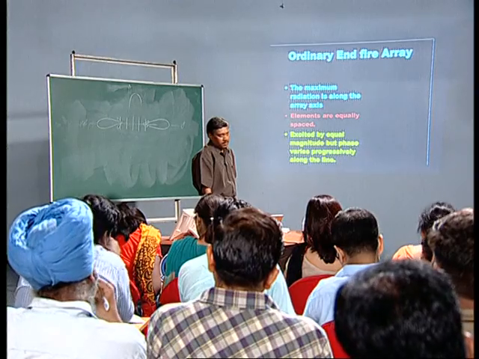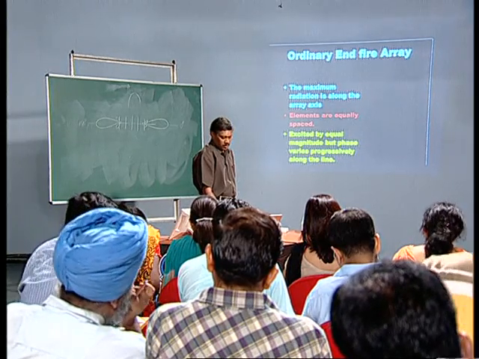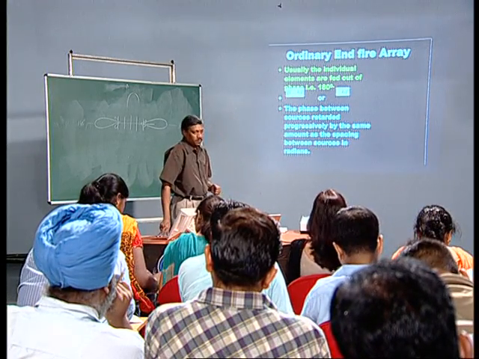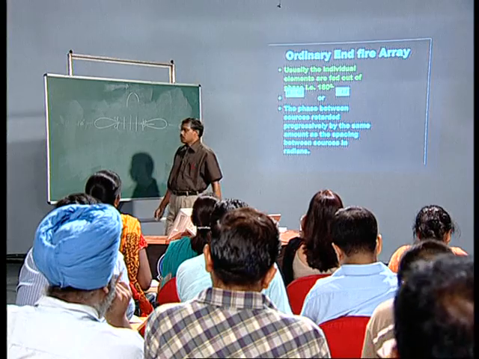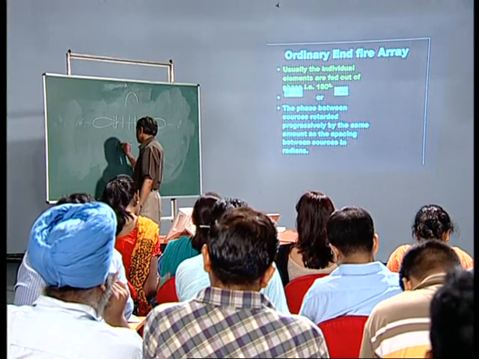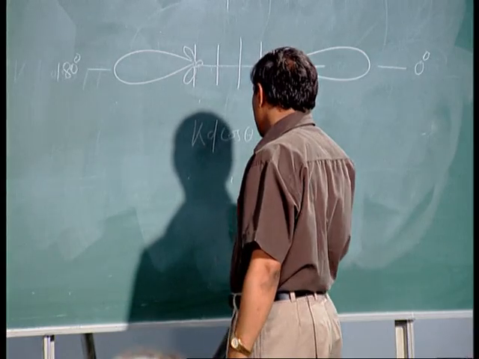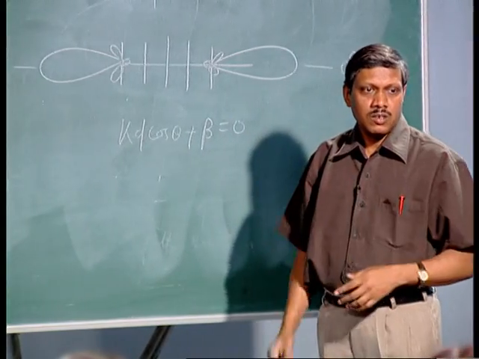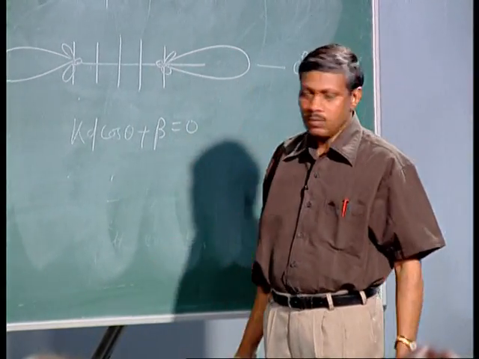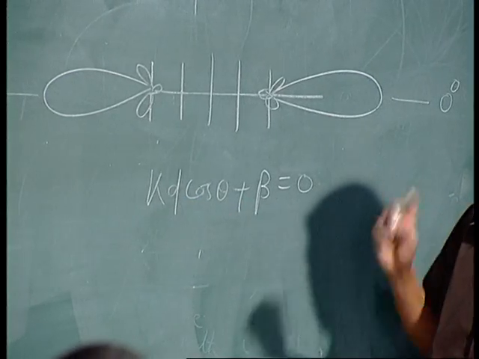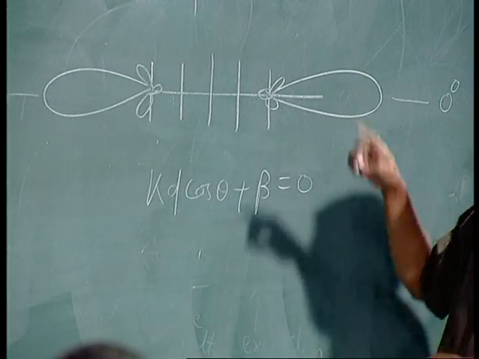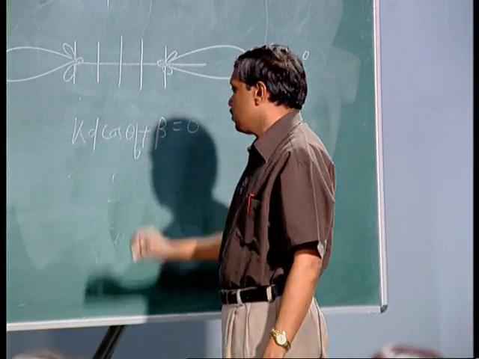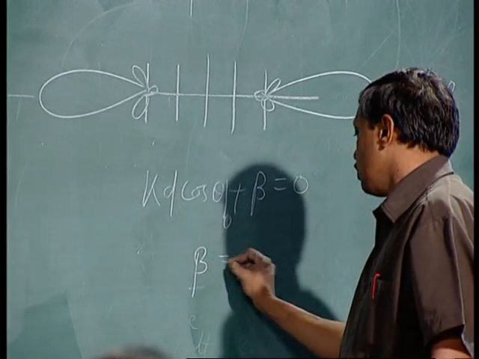Here the phase changes progressively. If you put this condition here, kd cos theta plus beta is equal to 0, because that is the maximum, always you will get the maximum, psi should be equal to 0. This implies that kd cos theta plus beta is equal to 0. Now, I want to look for a 0 degree maximum. So, my theta will be 0. If I substitute theta is equal to 0, then beta is equal to minus kd.